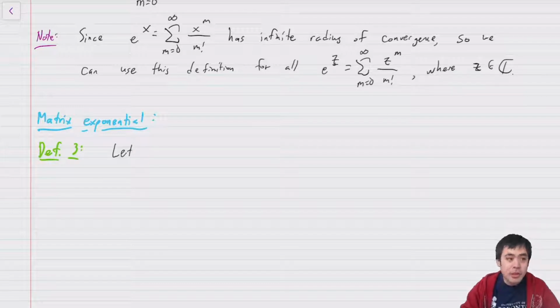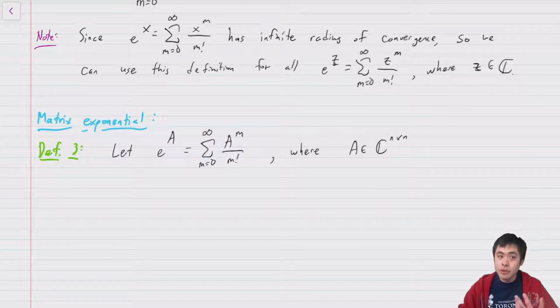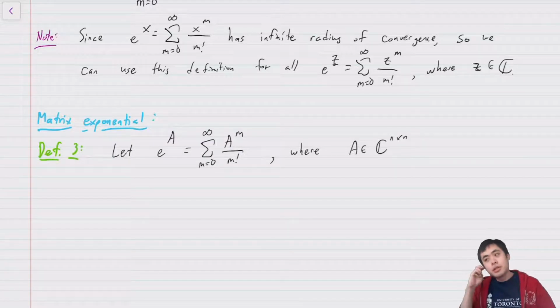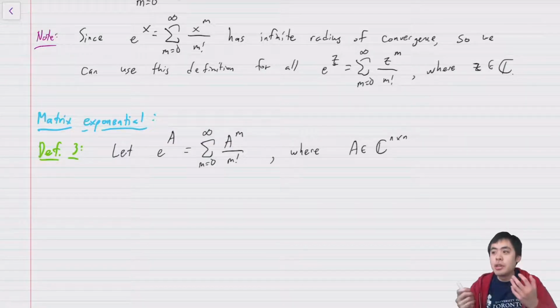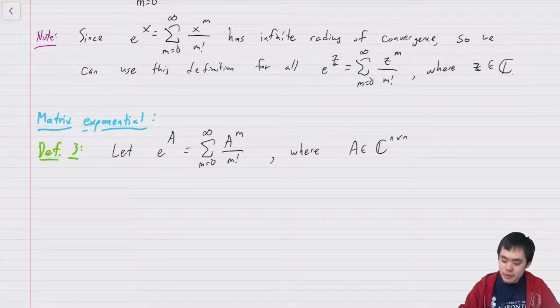So let's start with: let e to the A, where A is a matrix, be equal to the sum from m equals 0 to infinity of A to the m over m factorial, where A is a complex n by n matrix, or a real one. And of course, since we're only taking integer powers of A, this can just be defined by repeated matrix multiplication.